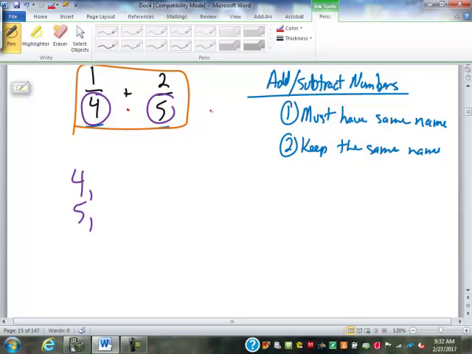Now that's not always going to be the smallest common denominator, that least common denominator, but it will be a common denominator. And as we do examples, we'll take a look at what happens if we just do that every time. And we'll still get the correct answer, it's just a little bit more work.